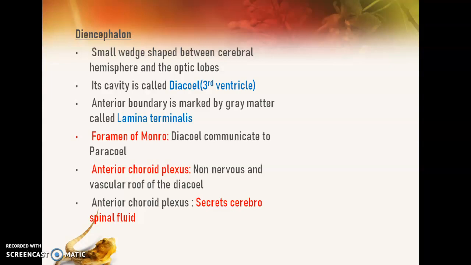Then the anterior choroid plexus, the non-nervous and vascular roof of the diocoele. Like the paracoele we mentioned a while ago, here also the roof of the diocoele is also vascular, or it is blood vessel filled or blood vessel made, and it is non-nervous.